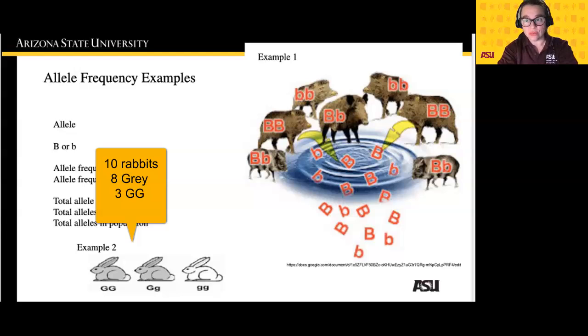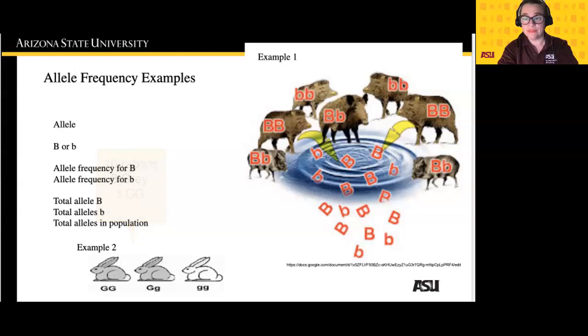We know there are 10 rabbits in the population, and they are diploid, so that gives us 20 total alleles. We know that 3 of the rabbits are homozygous dominant, which gives us 6 total big G alleles. That means 5 of the gray rabbits must be heterozygote, which gives us another 5 alleles. This makes 11 out of the 20 alleles being big G. 11 out of 20 is 55%, or 0.55.